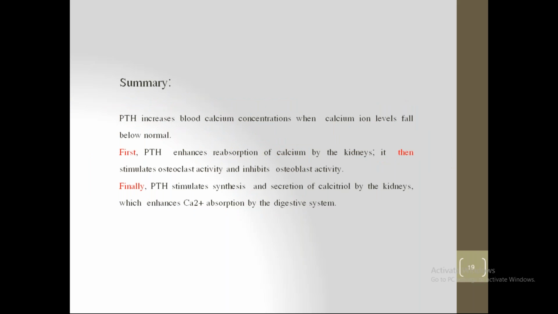Now coming to the summary, parathyroid hormone increases blood calcium concentration when calcium levels fall below normal. First, parathyroid hormone enhances reabsorption of calcium by the kidney. It then stimulates osteoclast activity and inhibits osteoblast activity. Finally, parathyroid hormone stimulates synthesis and secretion of calcitriol by the kidney, which enhances calcium absorption by the digestive system.